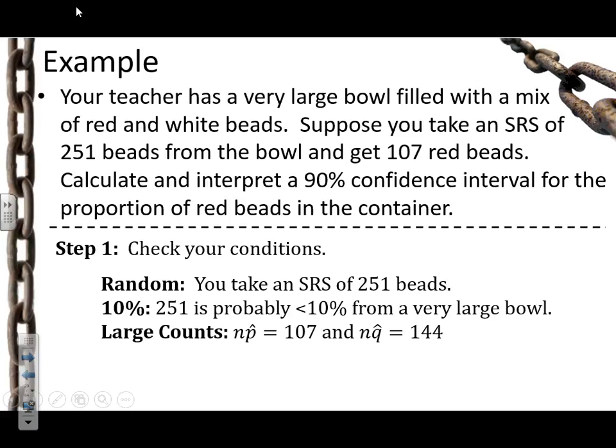Now, if the problem simply said you found 48% red beads, then you have to do n times p hat and n times q hat to calculate. Everyone understand that? Okay? So there are conditions. They're all met. 107, 144 are definitely bigger than 10. Okay? Next.